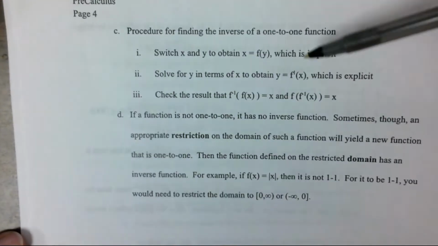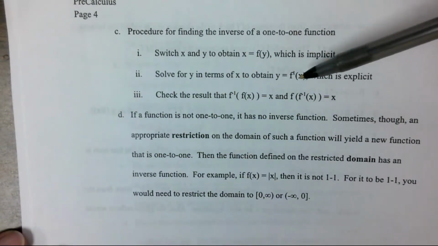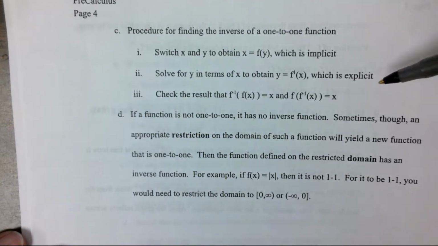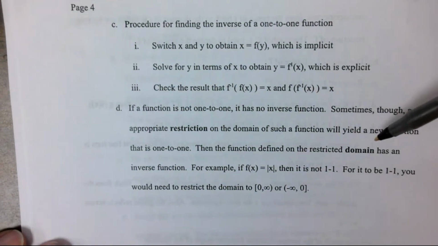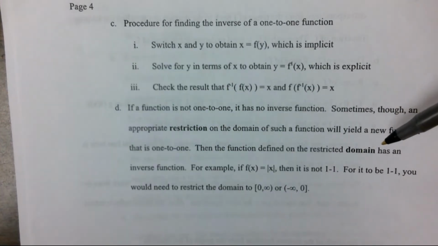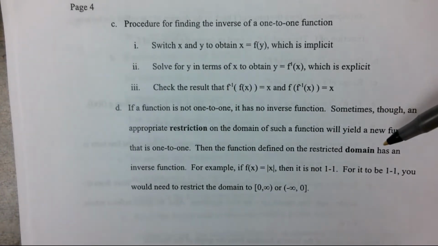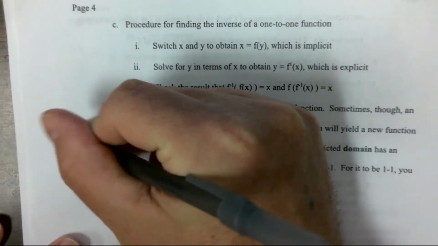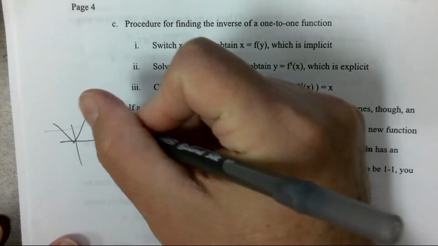Which is basically what it says here. And then sometimes you may want to restrict the domain, which means limit it to where it's either increasing or decreasing, but not both, because the absolute value graph would fail the horizontal line test also.